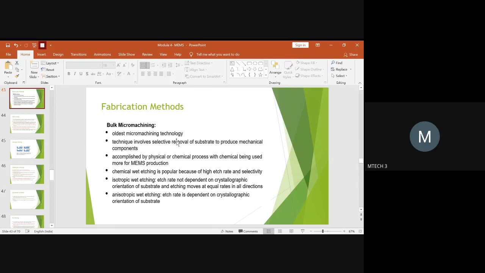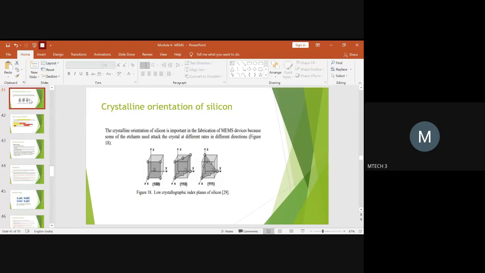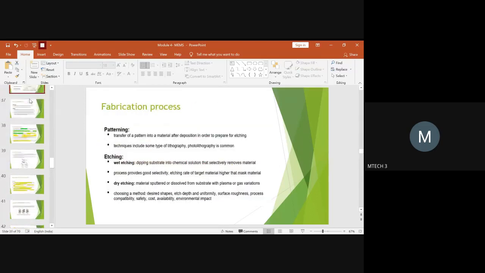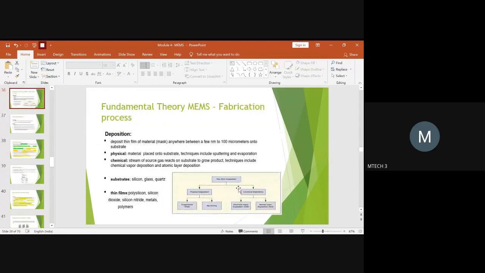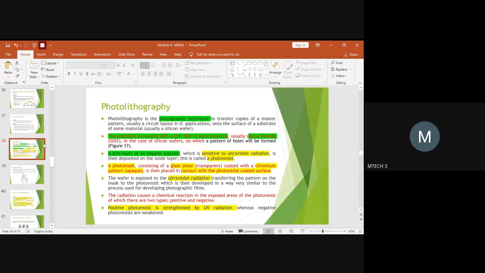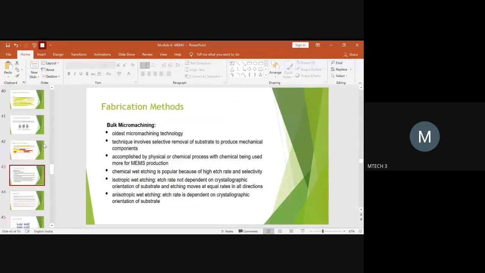This technique also accomplishes either of two methods, either the physical or the chemical process. The physical and the chemical process I told you in the beginning only, right? If I go back, you have a physical deposition and the chemical deposition. Under both, you have again two different techniques. The same thing has been told here, but in the concept of bulk, and hence the name bulk micro machining. So by using the chemical or physical process, you will etch out the required material.